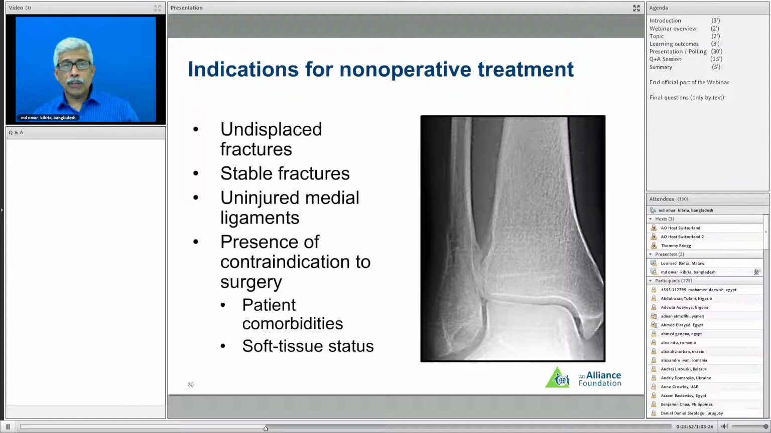The most important of all, but not the least, is the soft tissue status of the local area. You must always appreciate and give importance to the local soft tissue area. If the soft tissue is not suitable for surgery, you have to take that into account for treatment, even though temporarily maybe.